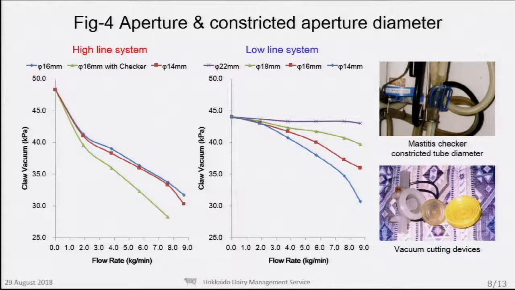On low line system, milk tube diameter is 14, 16, 18, 22 millimeter. Smaller diameter makes low flow vacuum clearly. Upper side picture shows mastitis checker. Lower side picture shows all types of vacuum cutting devices with narrow point.